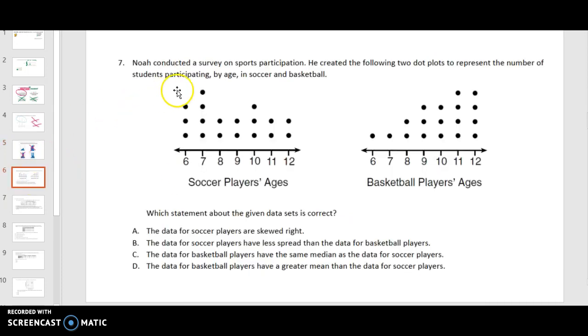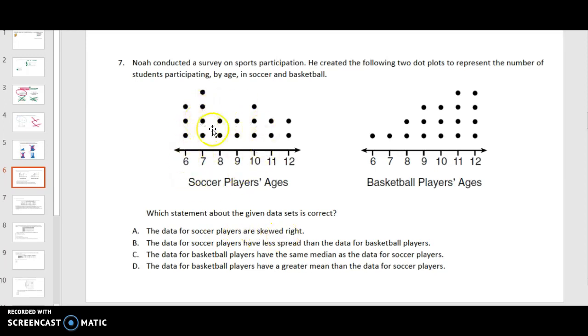All right. Noah conducted a survey on sports participation. He created the following 2 dot plots to represent the number of students participating by age in soccer and basketball. Which statement about the given data sets is correct? A. The data for soccer players is skewed right.